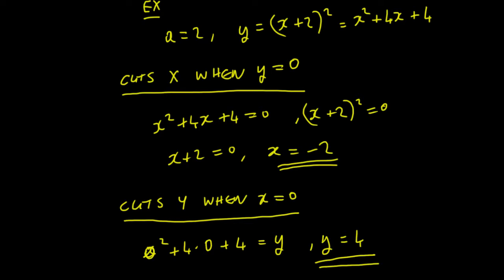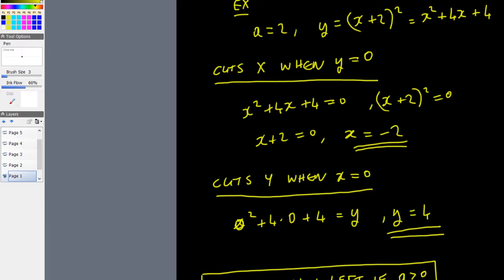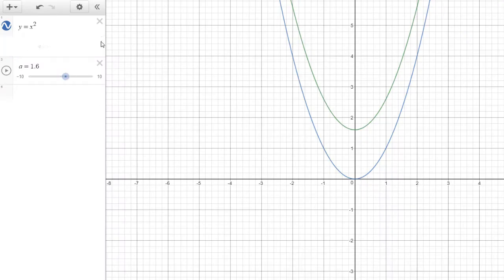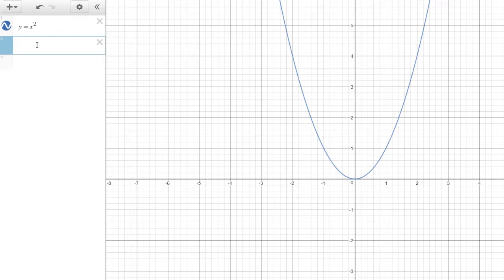Okay, let's have a wee look. Well, Desmos, let's see, and there we go. So we'll get rid of that one there, and that there. So we had our y equals x squared. Now what we want to do is we want to have our y equals x plus a value a, squared.